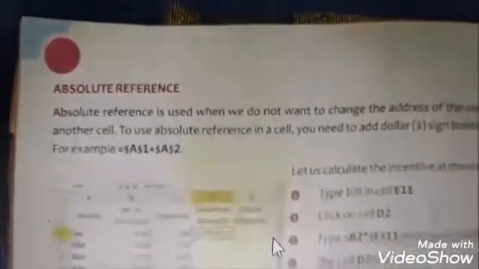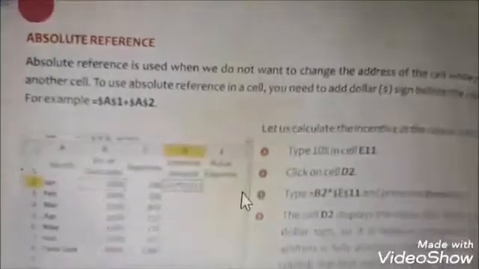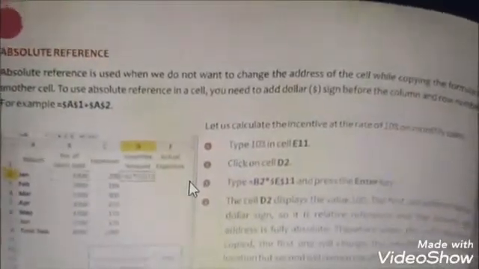Okay. Now let's talk about the absolute reference. What is absolute reference? You just look at it here. The absolute reference is used when we do not want to change the address of the cell while copying the formula. Okay. When we do not want to change the address of the cell.